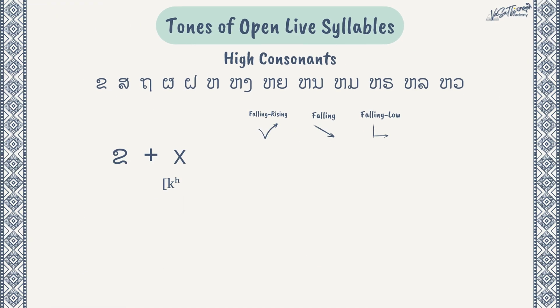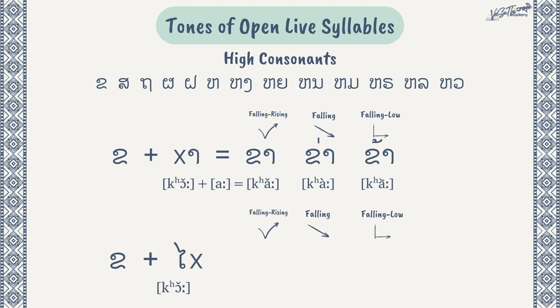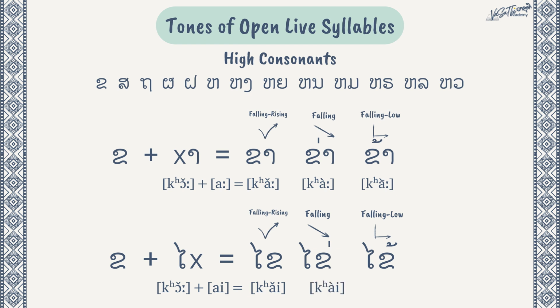If the initial consonant is one of the 13 high consonants with a long or special vowel, without accent, the tone is modulating or falling rising. If accent 1 is present, the tone is falling. With accent 2, the tone of the syllable is falling low.